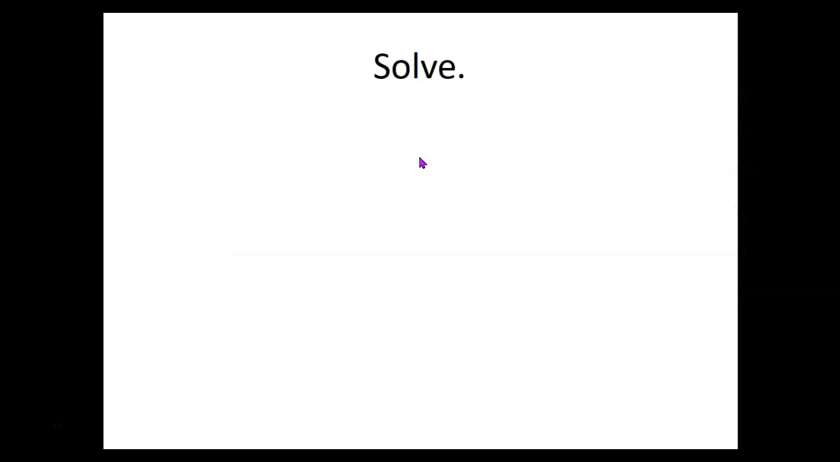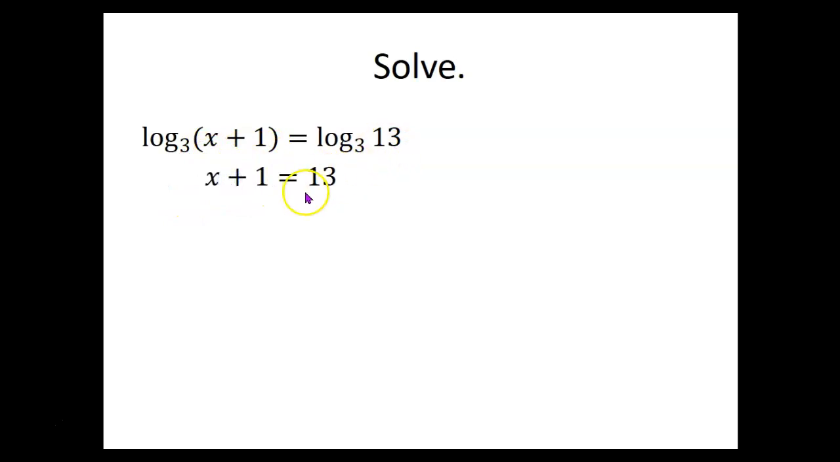And finally, a couple of easy equations to solve. Base 3 log of x plus 1 equals base 3 log of 13. Okay, remember that one-to-one property? The only way the base 3 logs of something can be equal is if the somethings are equal. In this case, the x plus 1 and the 13 have to be equal to one another. And then just subtract 1 on both sides, x equals 12.